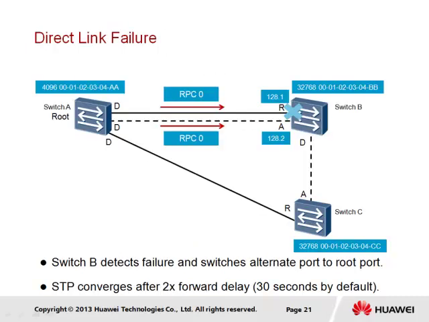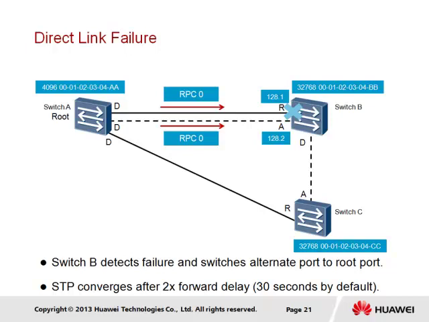Where multiple LAN segments are connected between two switch devices and one segment is actively forwarding data while the other is operating as an alternate link, it is possible for a direct link failure to occur. We demonstrate here the case where the root port on switch B suddenly experiences a failure on either the root port interface or on the link to which the root port is connected.